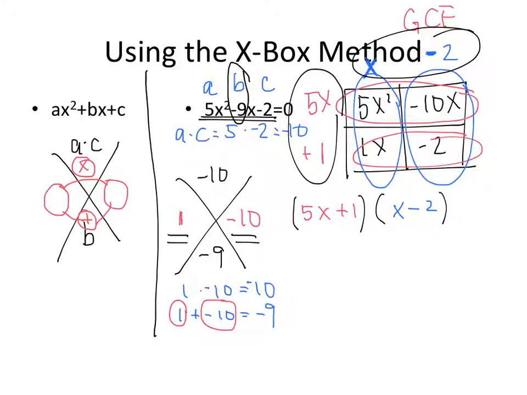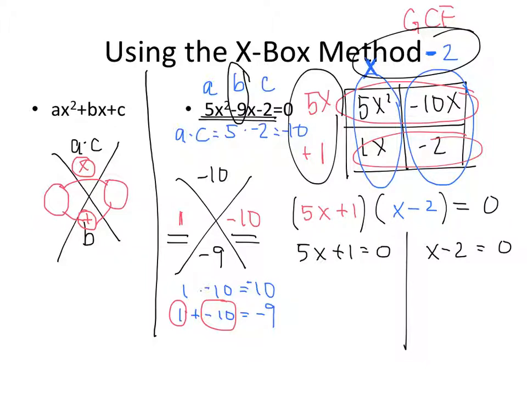And now we're back to what we had before, and we want to find what x is when y is 0. So again, we got to split this up because either one or both of them have to be 0. That means that 5x plus 1 equals 0, or x minus 2 equals 0.